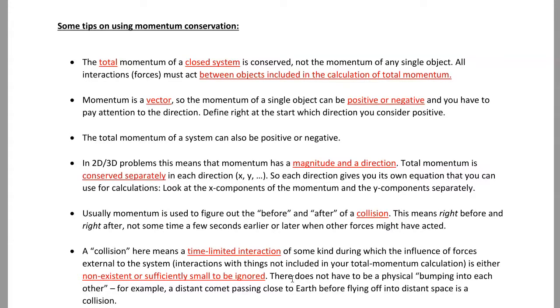Alright, now you know about momentum, the rest is applications. I'll see you there.